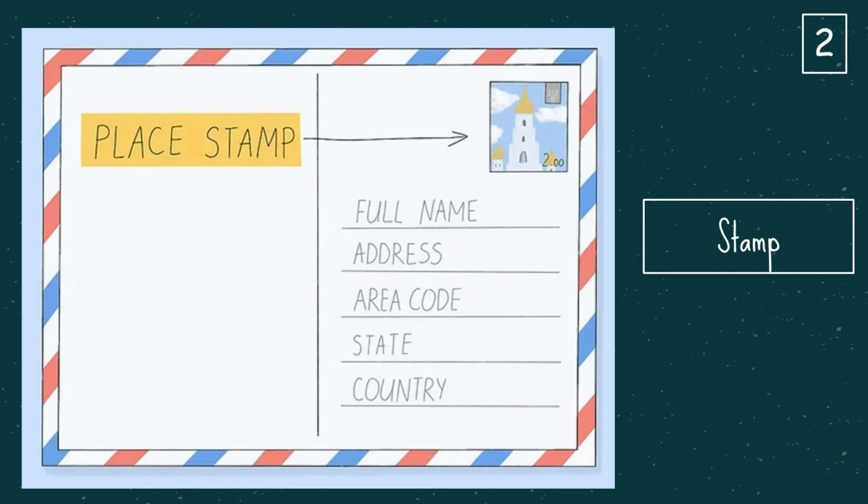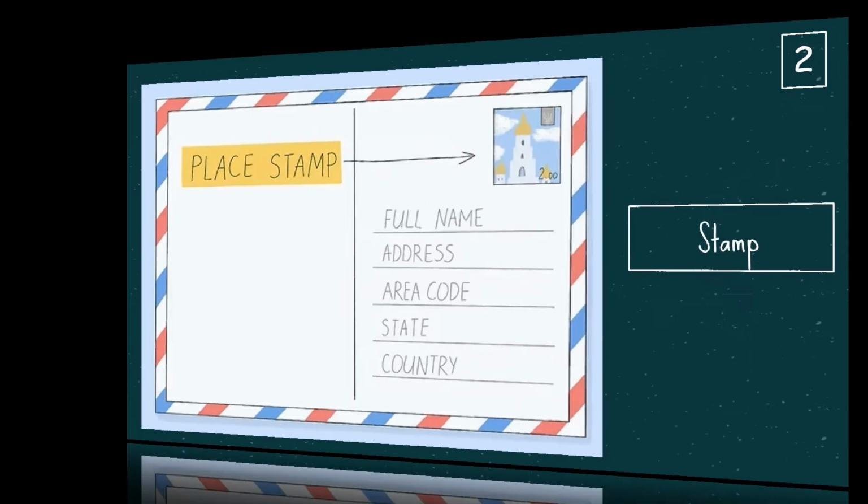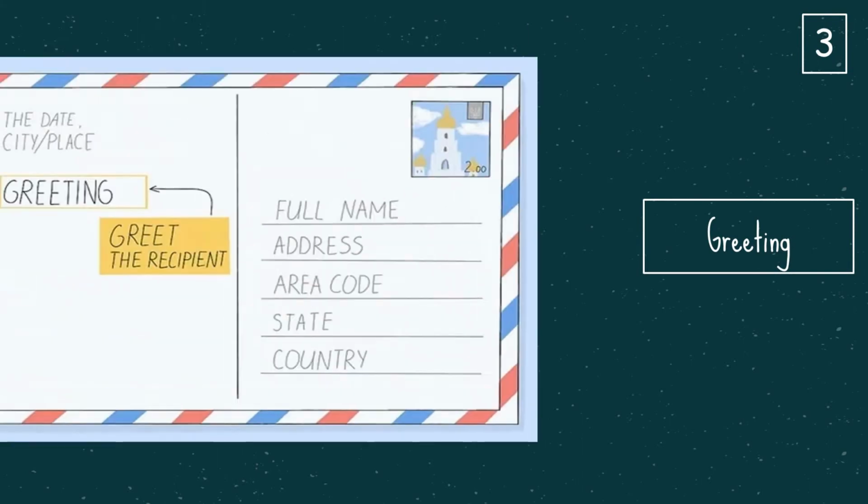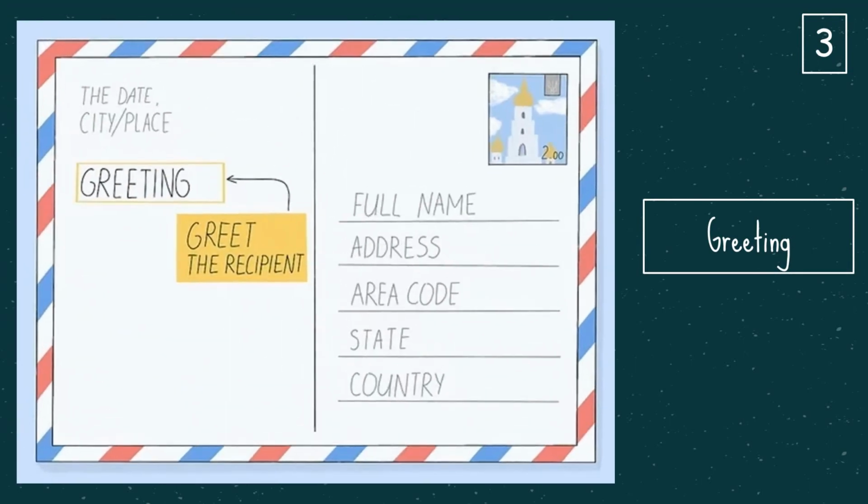After the stamps, the next thing that we need to write on our postcard is the greeting. We say greetings to the person that we will give this postcard to. For example, if you are writing this postcard to your friends, then you need to greet them by saying dear friends, or dear mom, or dear cousins.